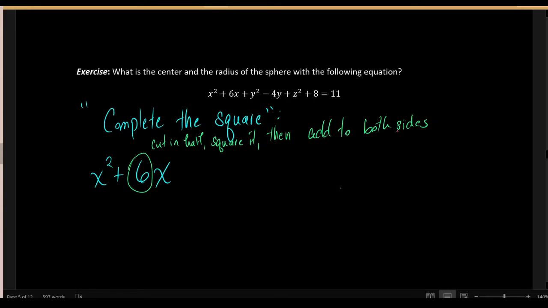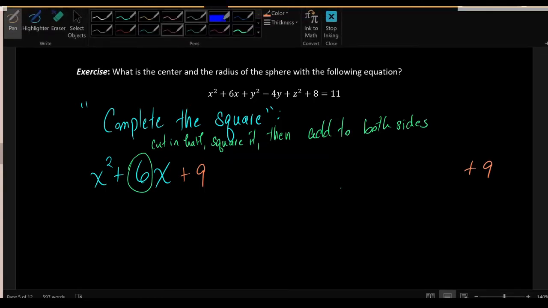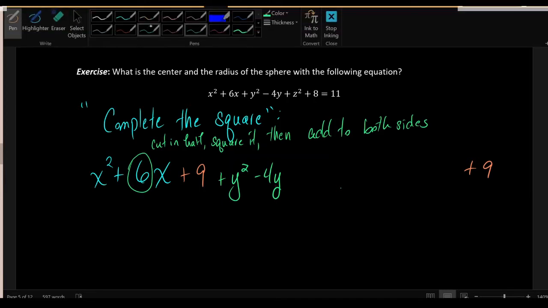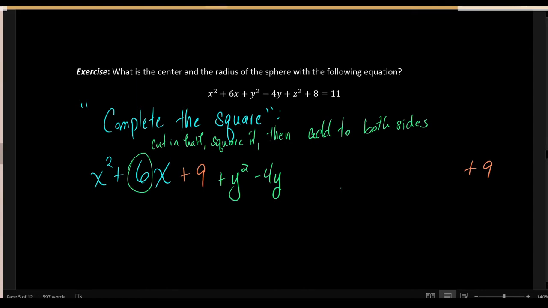So half of 6 is equal to 3, and 3 squared is equal to 9. So I'm going to add 9 to both sides of this equation. Now for y, we have y squared minus 4y. So that negative 4y, which is outside of a squared quantity, is what's causing the trouble this time. So I'm going to take that number, negative 4, cut it in half, and square it. Half of negative 4 is negative 2. Negative 2 squared is plus 4. So I'm going to add 4 to both sides.